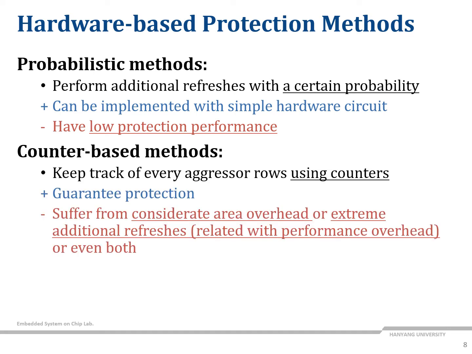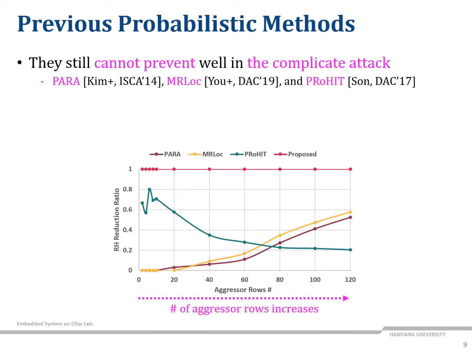On the other hand, by keeping track of every aggressor row using counters, counter-based methods handle RowHammer. They can guarantee protection but still suffer from considerable area overhead or extreme additional refreshes, which are related to performance overhead, or even both. There are several previous probabilistic methods for RowHammer attacks: PARA, ANALOG, and PRoHIT.